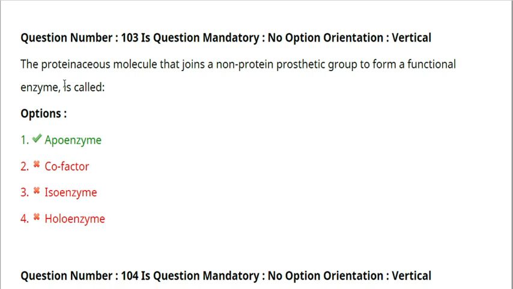What is meant by holoenzyme? Holoenzyme means apoenzyme plus a cofactor. The cofactor is nothing but your coenzyme, which is assisting this process. What is meant by isoenzyme? Isoenzymes differ in amino acid sequence and also catalytic property, but they catalyze the same reaction. That's called an isoenzyme. An example is glucokinase.